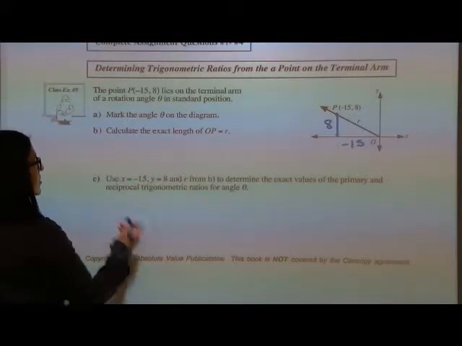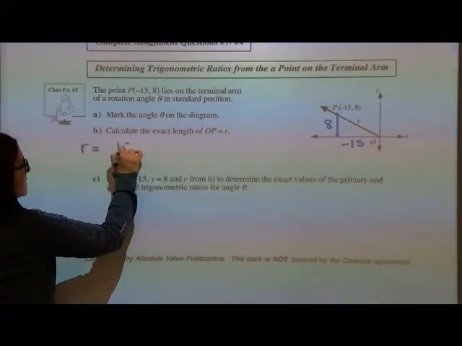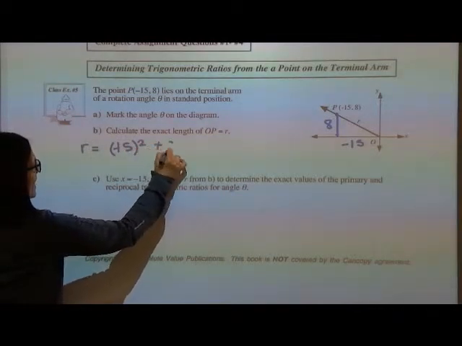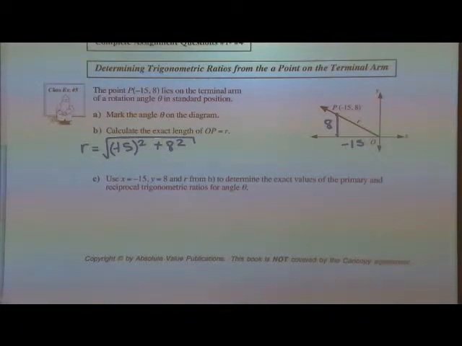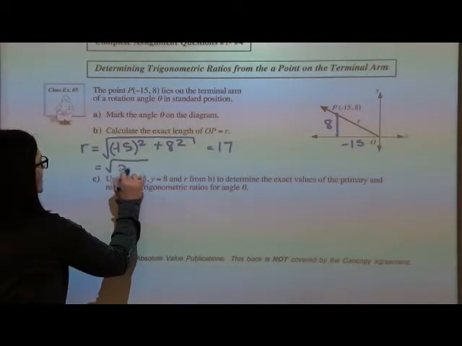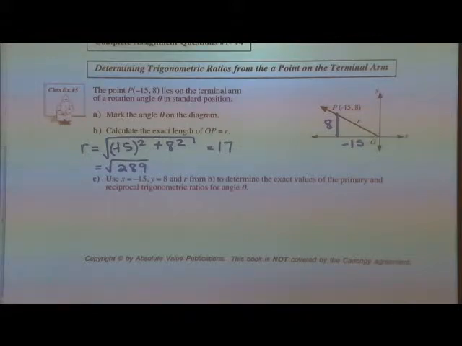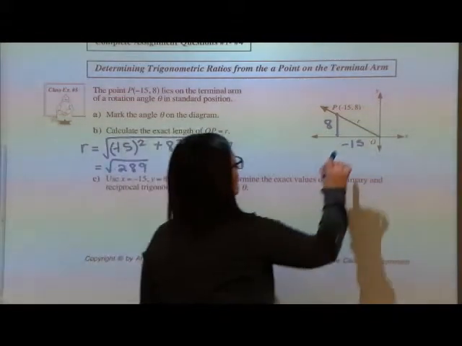Pythagoras theorem. So r is going to equal the square root of negative 15 squared plus 8 squared. What does the question ask me to find? Calculate the exact length. So when I put that in my calculator, do I get an exact answer? 17, okay. If I didn't, what I might want to do is just figure this part out underneath first. So here's my 17.